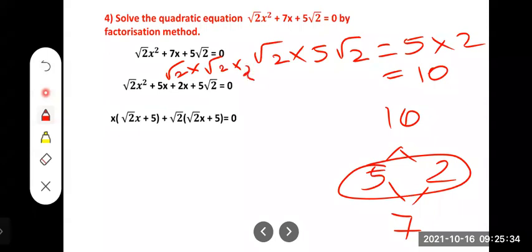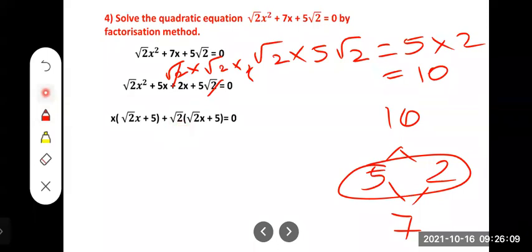Understood, children? How I can split this to root 2 into root 2 into x? Because you know root 2 into root 2, what you will get? 2 only you will get. So root 2 into root 2 into x you will be writing. Plus 5 root 2. Now 5 root 2 means 5 into root 2. So what is common now? This root 2 is common now. So I have taken that root 2 common outside.